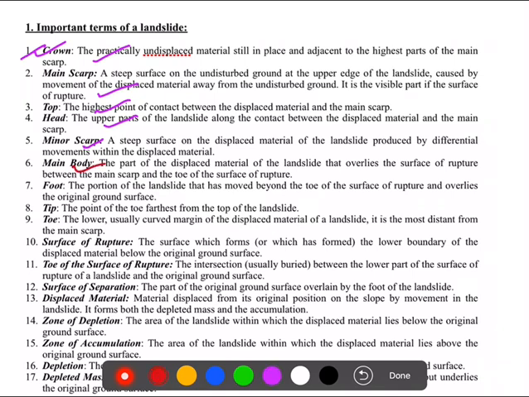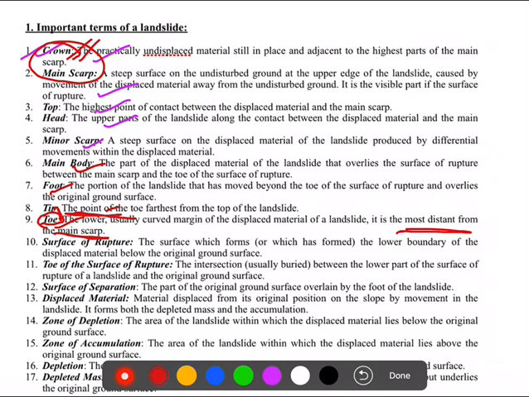Main body I have explained. What's the foot? Then toe and tip are also there. The tip is the point of the toe farthest from the top of the landslide. So what is the top of the landslide? Crown and main scarp are generally at the top of the landslide. So the toe is the part most distant from the main scarp. And what is the tip? Tip is related with toe only. The tip of the toe is the farthest point from the top of the landslide, that means the farthest point from the crown or the main scarp.